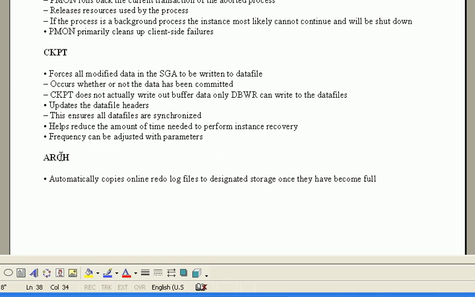The next is ARCH, the archiver. It automatically copies online redo log files to designated storage once they have become full.